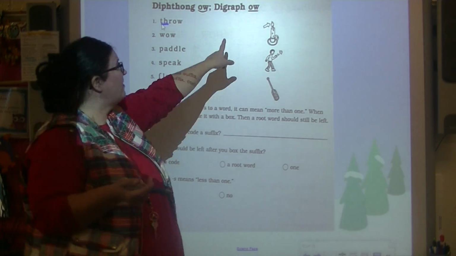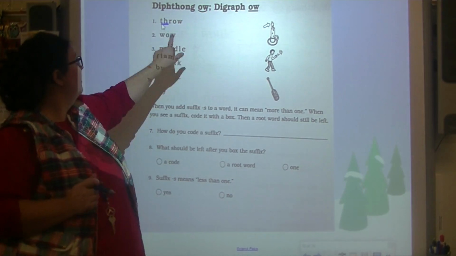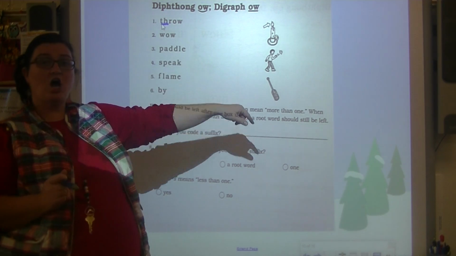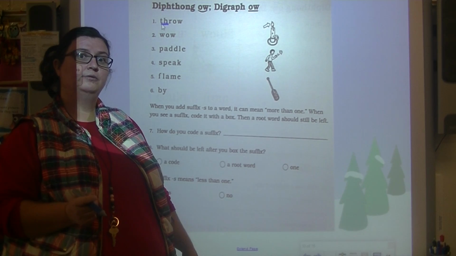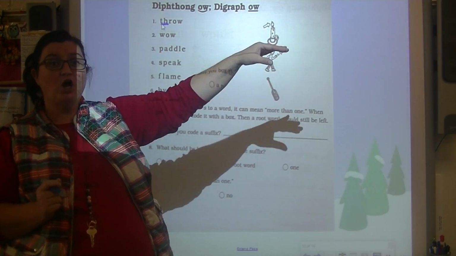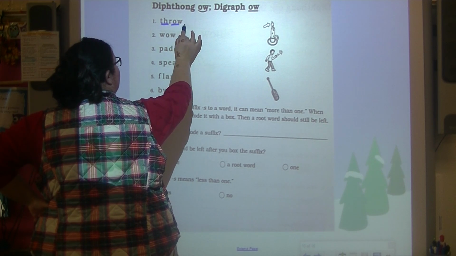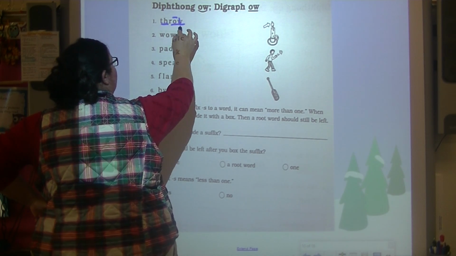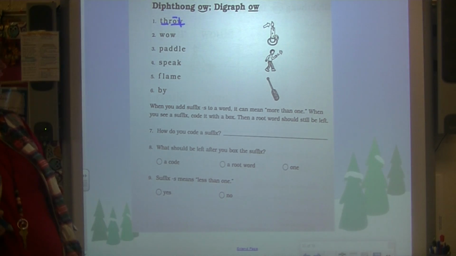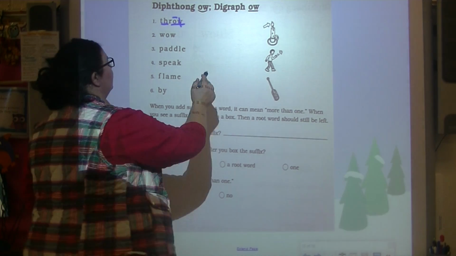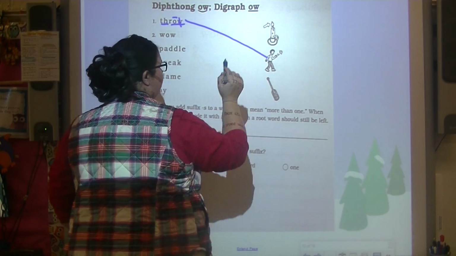All right, so let's try the O sound. O, throw. Do you know a word throw? Yes, like you throw the ball, right? So it's digraph OW. So long O. Do we have a picture that matches? Yes, we do. Draw a line to the picture.